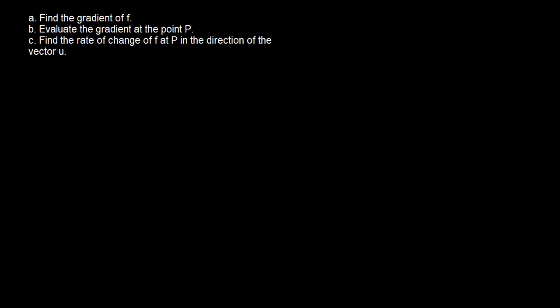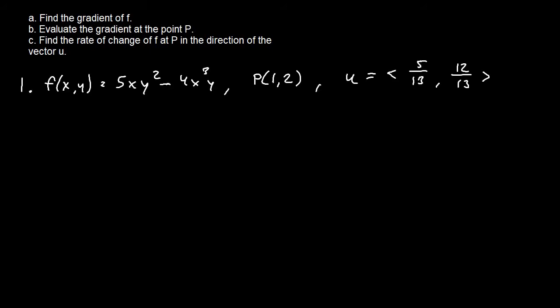So for these next set of problems, we have to find the gradient vector. For b, we have to evaluate the gradient at the given point p, and then for c, we have to find the rate of change of f at p in the direction of the vector u. Now don't let letter c confuse you, because the rate of change is the derivative, and we're finding it in the direction of the vector u, or the unit vector. So basically we're finding, once again, the directional derivative. So for number 1, f of x and y equals 5xy squared minus 4x cubed y. The point is at 1, 2, and this time a unit vector is already given to us. It's 5 over 13 and 12 over 13.